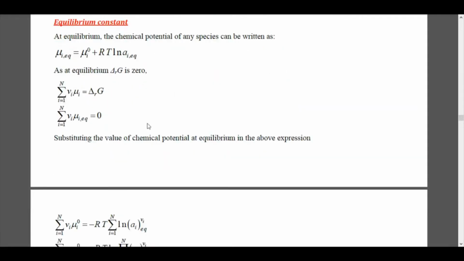The chemical potential is given as mu i is equal to mu i0 plus RT ln a_i. At equilibrium, we have studied that the reaction Gibbs energy is 0. So, our expression becomes sum over of vi mu i is equal to 0. Sum over of vi mu i at equilibrium state is equal to 0.